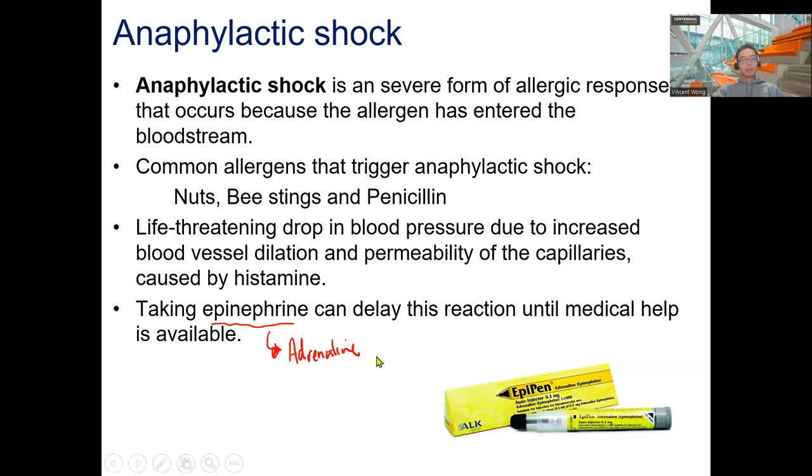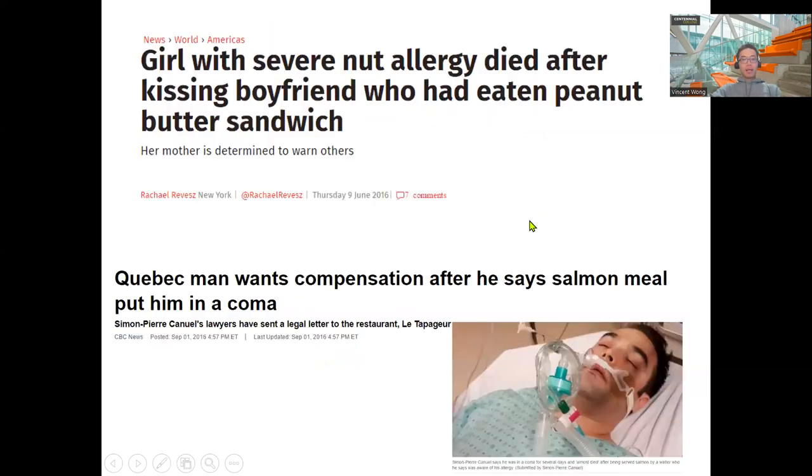Oh, okay, because on the note, I saw that the anaphylactic shock occurred because the allergen has entered the bloodstream. That's why I asked this question. On this slide? Yeah. Okay. But it doesn't necessarily physically enter the bloodstream. But for things like penicillin, if you take the drug and then you absorb it, that would be in the bloodstream.